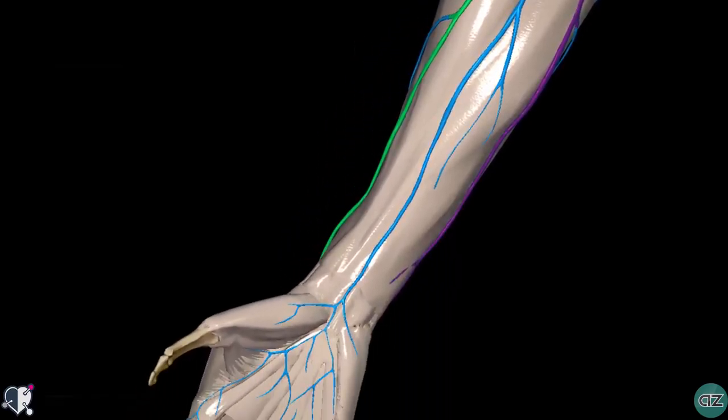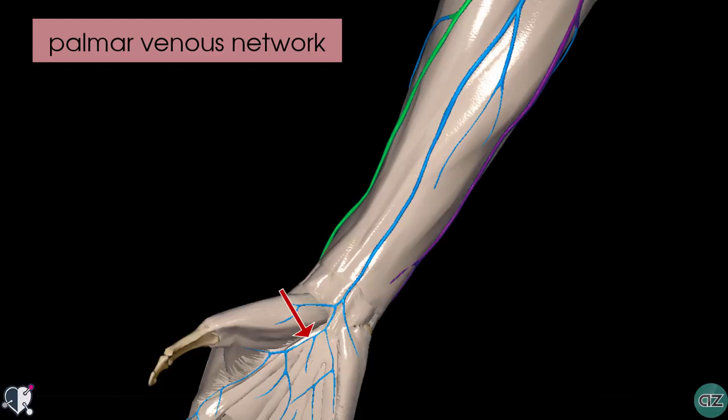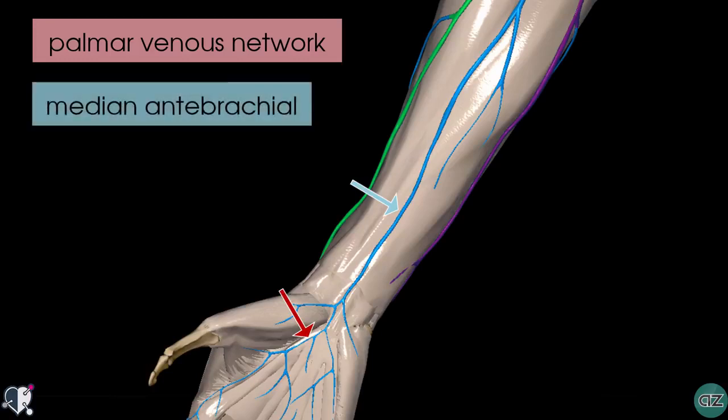So if we look distally again, we can see this venous network on the palm of the hand. This is the palmar venous network, and it's drained by this vein which runs down the midline of the forearm. This is the median antebrachial vein. So median, middle, anti in front of, brachial referring to the arm. So it's the median antebrachial vein.